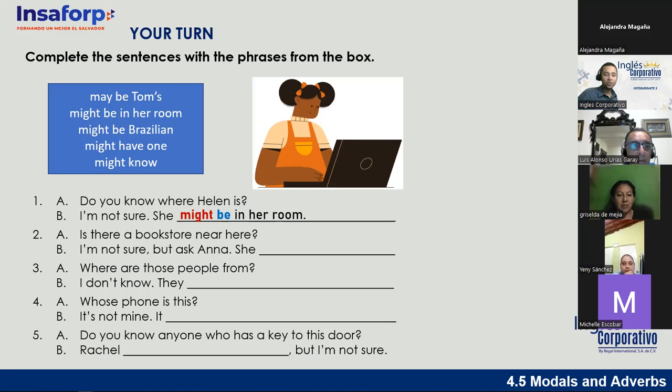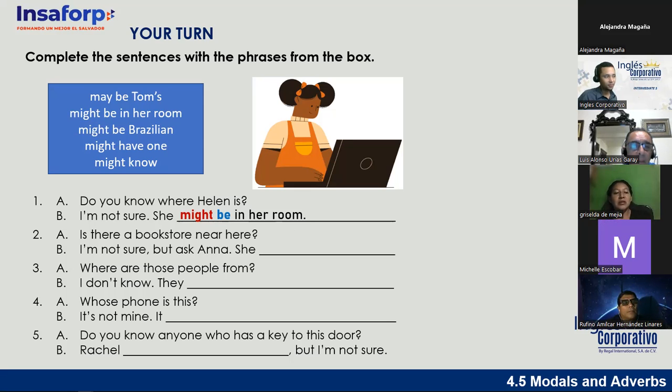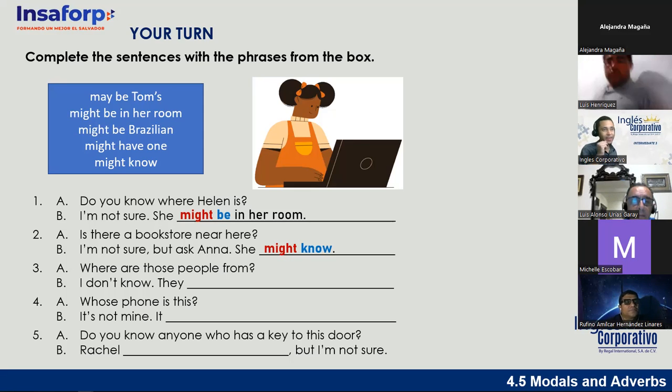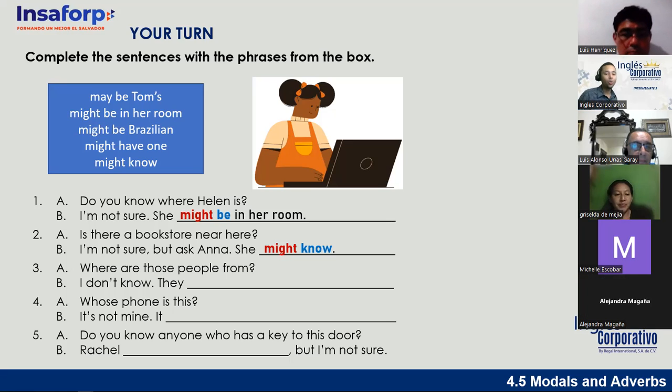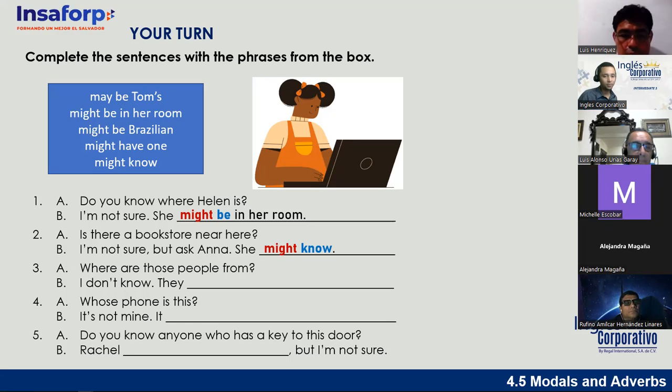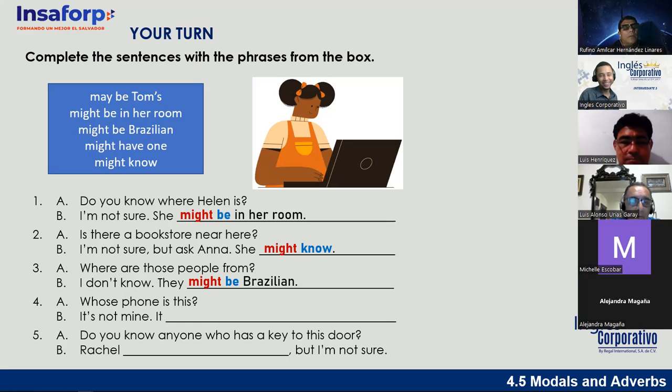Alejandra, number two. Is there a bookstore near here? I'm not sure, but ask Anna, she might know. She might know. Maybe Anna knows, maybe. Okay, thank you, Alejandra. Luis, number three, where are those people from? They might be Brazilian. Okay, it's, I don't know, they might be Brazilian. They look Brazilian, so they might be Brazilian. Le faltó la primera parte, pero ahí vamos. Thank you, Luis. Okay, very good. So, where are those people from? And you say, I don't know, but they look Brazilian, so they might be Brazilian. Maybe. Okay.